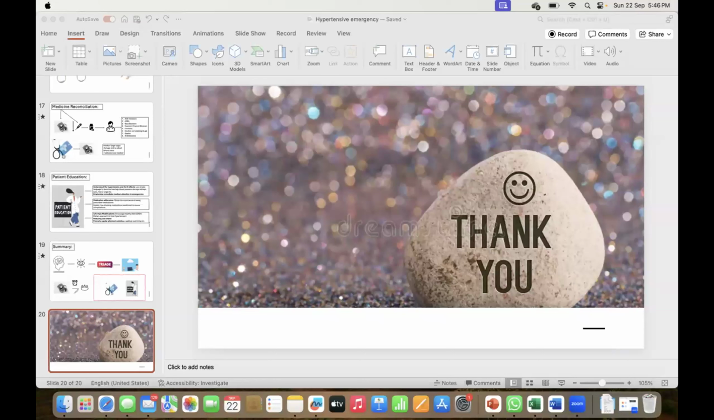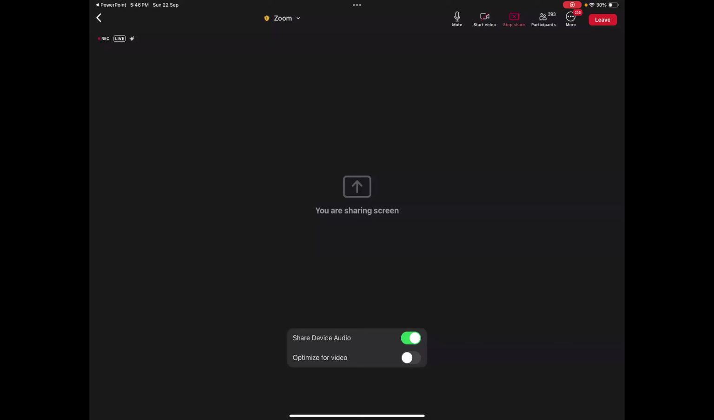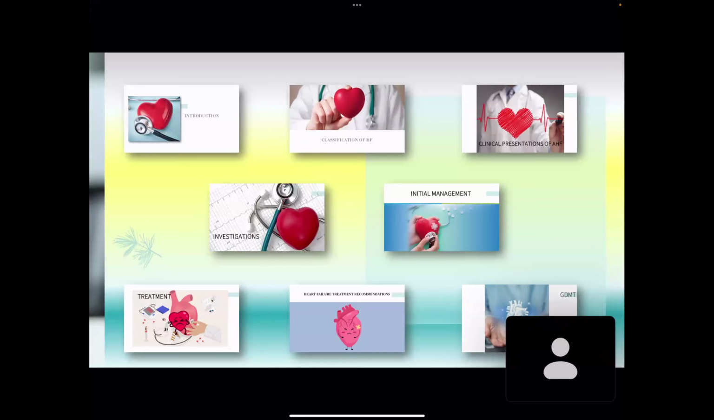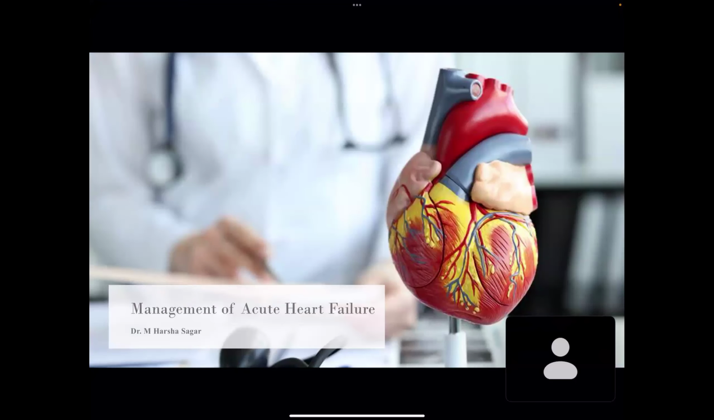I think without taking much time, I hand over the session to Dr. Harsha. Thank you, sir. I'll start sharing my screen. I think Dr. Raghavendra, if you can just exit. Yeah, thank you. So is my screen visible? Yes, it's visible. Yeah, you can proceed.